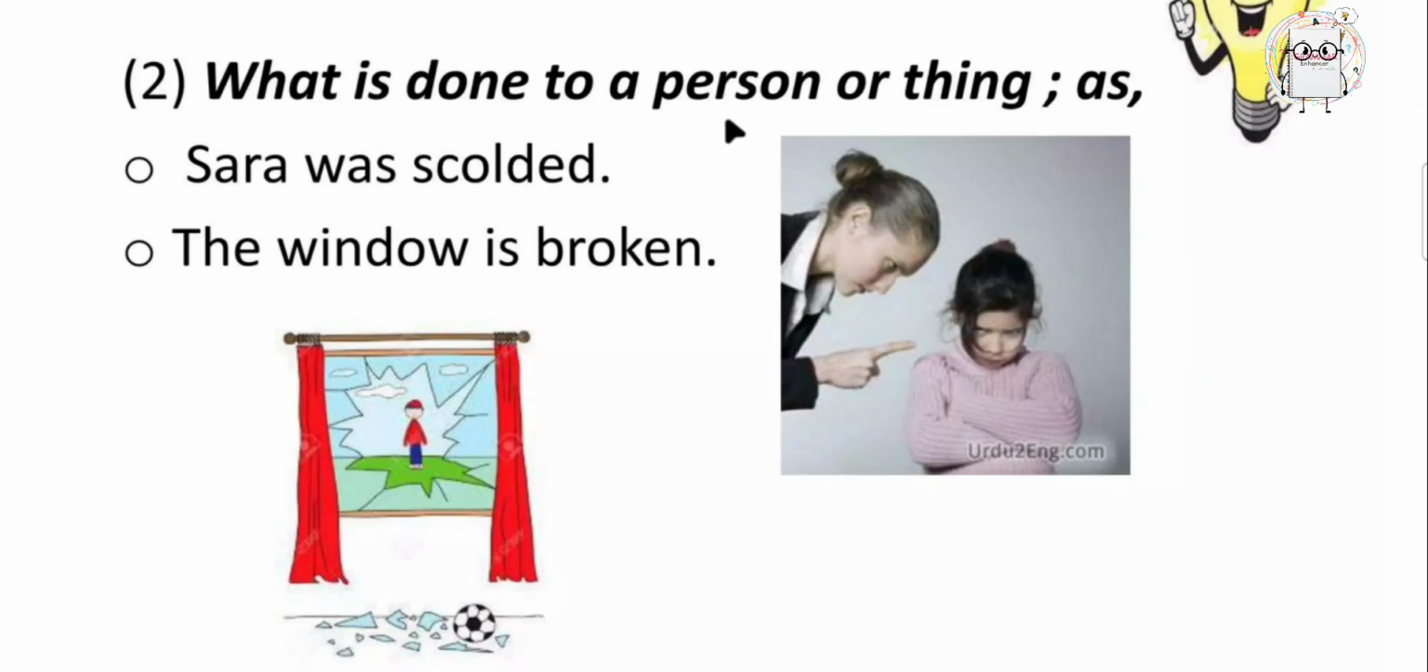What is done to a person or thing? Sarah was scalded, so scalded is a verb here, but it's the third form of verb. It's a past participle of scald. The window is broken. Broken is a verb here, or it is the past participle.